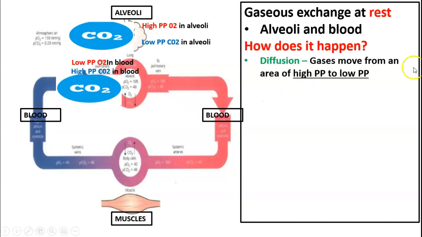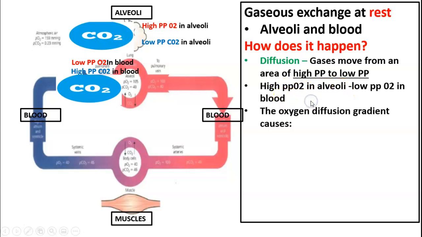First thing we always start with: how do we diffuse gases between the alveoli and blood? Well, we do it via diffusion. Diffusion is where gases move from an area of high partial pressure to low partial pressure. In this case, we'll start off with oxygen, that's our first gas. We know there was a high ppO2 in the alveoli and a low ppO2 in the blood because it was deoxygenated. This creates an oxygen diffusion gradient, which causes oxygen to move from where it was high, the alveoli, to where it was low in the blood.